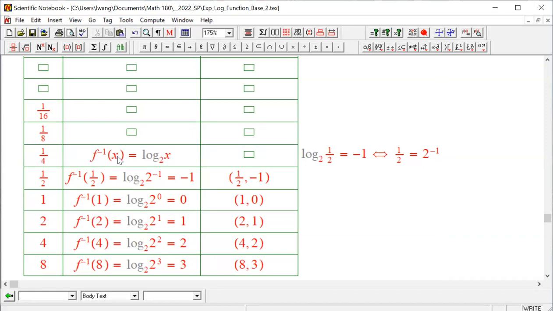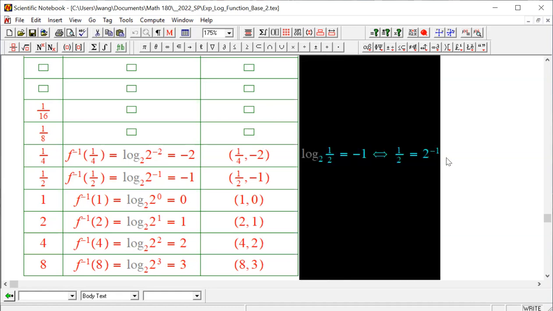And next one, if the input is a quarter, right? 1/4. 1/4 is 2 to the power of -2. Sorry, -2. And that answer is -2. So when input is quarter, the output is -2. Okay, so that's how we get to these.